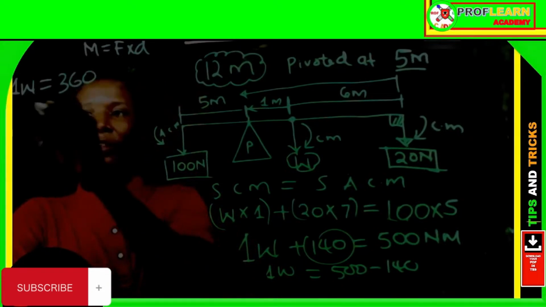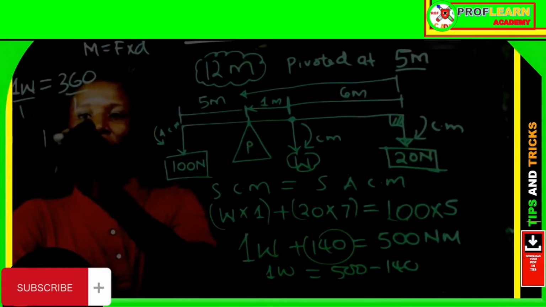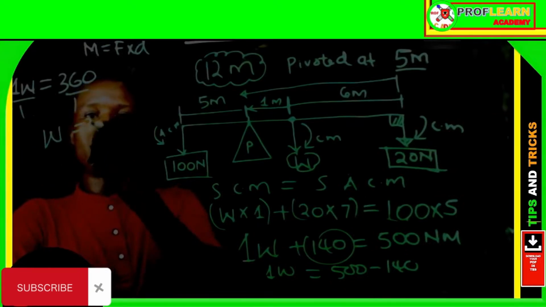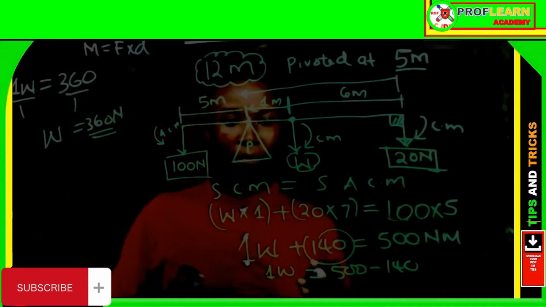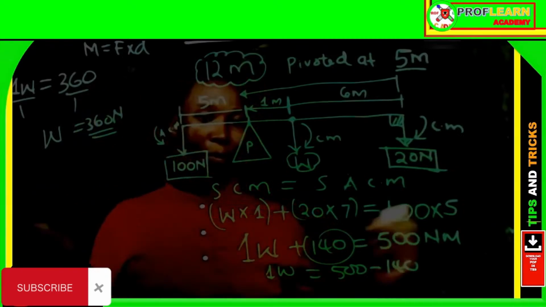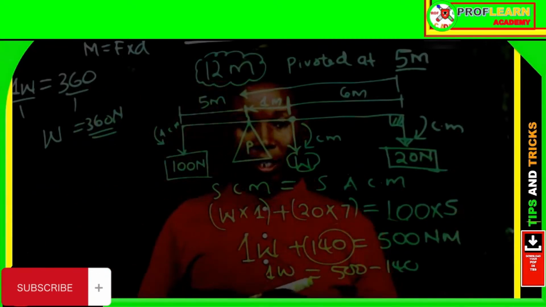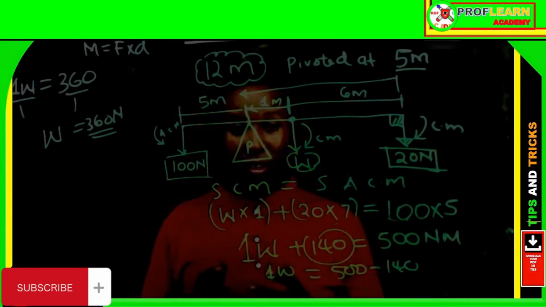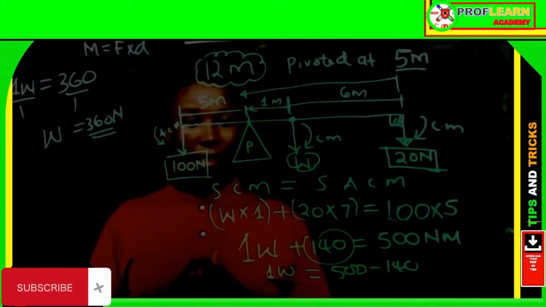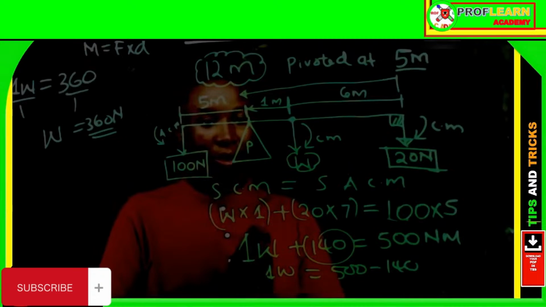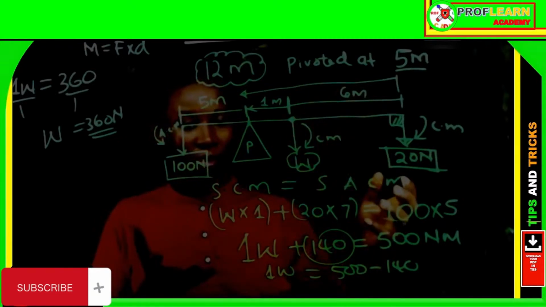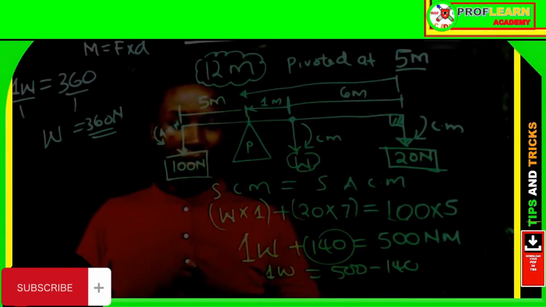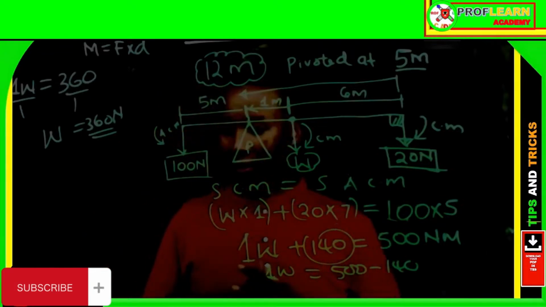Yeah. So divide by 1. So our weight is going to be 360 Newton. So the weight of this beam is 360 newtons. Basically, that's what you are supposed to do, and that's what you are expected to do given this question. Remember that a moment is force times distance, and the distance you are using should be in meters. The force is in newtons. Okay. All right.